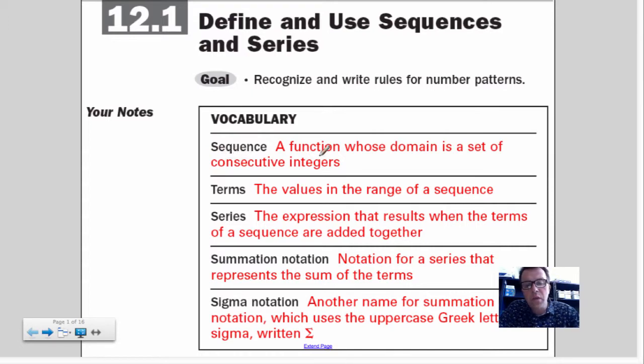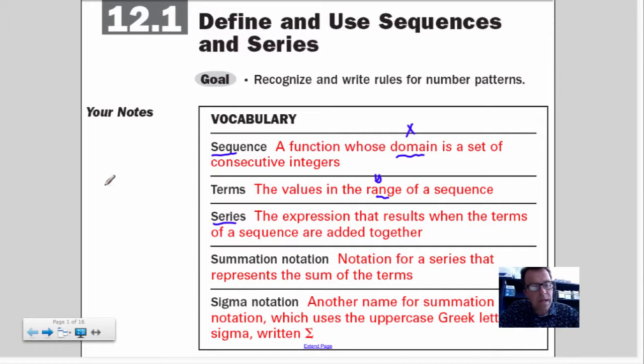Sequence. So a sequence is a function whose domain, all the x values, is a set of consecutive integers. Again, integers are counting numbers, also positive and negative, like -2, -3, 1, 0, all integers. So terms are the values in the range. The range, again, is all the y values of a sequence. The series, so both words start with an S, so it can get a little confusing, but the series is the expression that results when the terms of a sequence are added together.